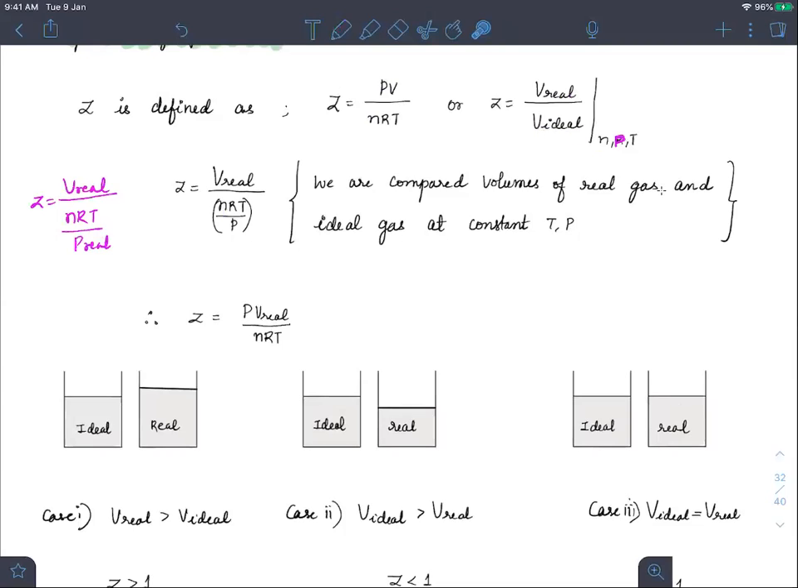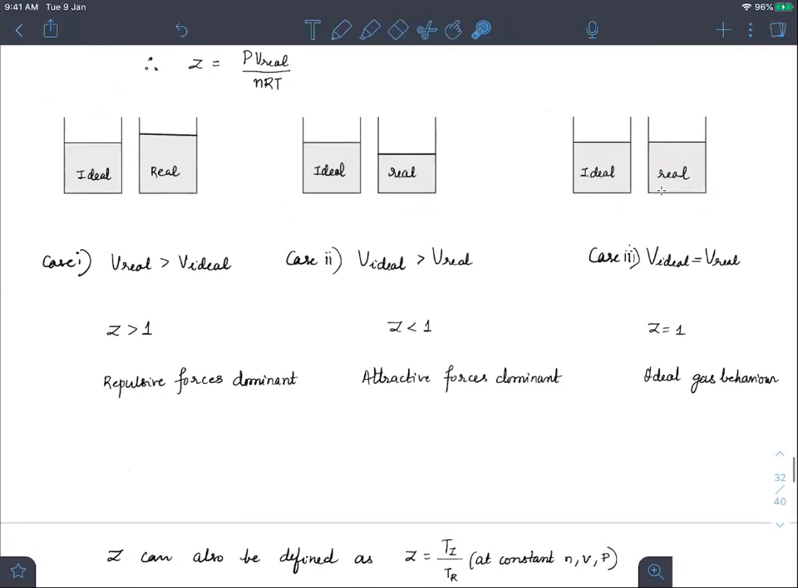Okay. So please remember, we can write this as PV real by nRT, or you can write it as V real by V ideal. Just to explain what that means, imagine this. There are three cases which we can come across. First, suppose I'm maintaining a real gas and an ideal gas, both at the same temperature and pressure. And I find the real gas occupies more volume than the ideal gas. Then what should be the Z value? Z should be greater than 1.